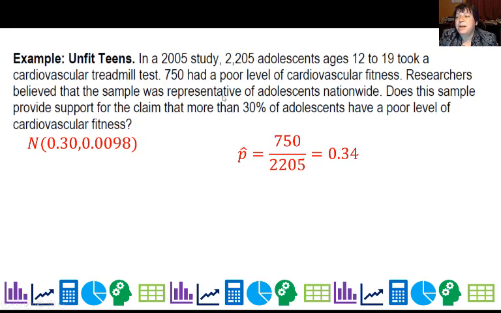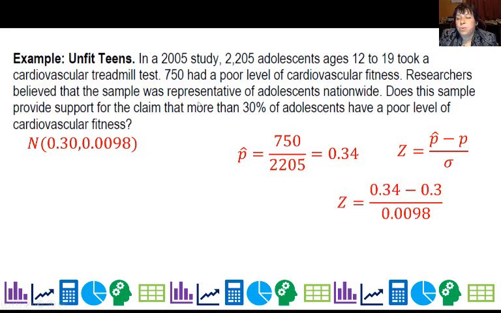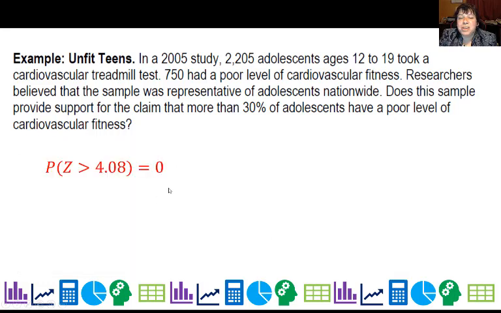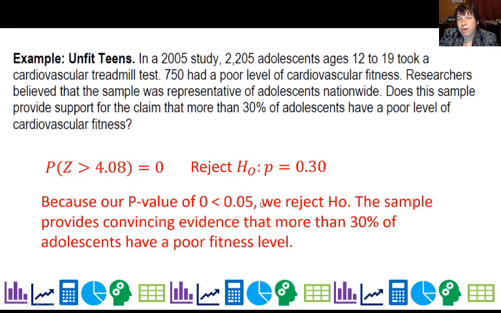Is that big enough to say that I think it's more than 30%? Well, we'll find out. Let's calculate our test statistic. So we found 0.34. Our parameter, which we are testing, is 30%. That'll go there. And I have my standard deviation right here. So my z-score is 4.08. And the probability that z is greater than 4.08 is effectively zero. It's off in the edge here. With such a tiny probability, it's basically zero, so we're going to reject our null. So here's your concluding statement. Because our p-value of zero is less than 0.05, we reject H0. The sample provides convincing evidence that more than 30% of adolescents have a poor fitness level.